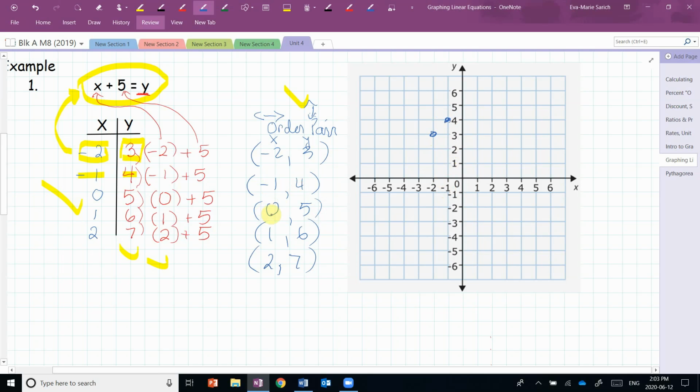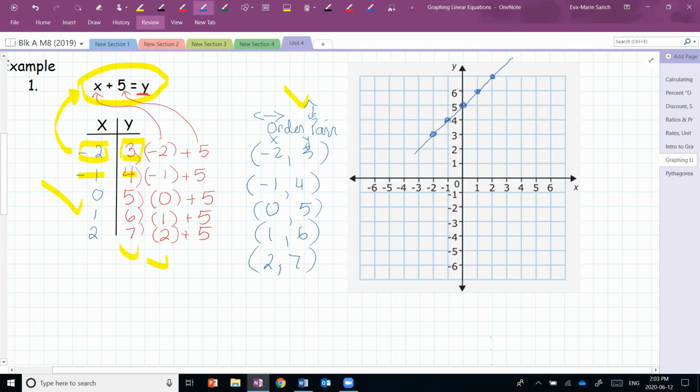The third point, we're going to stay at 0 in the x direction, so nowhere left and right, and then we're going to go up 5, so straight up 5. Then we're going to go 1 in the x direction, which takes us right 1 and up 6. And then lastly, right 2 and up 7. So notice how these points all form a line. They should all sit on a straight line.